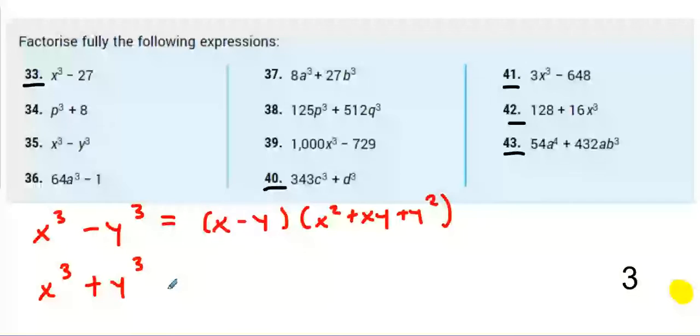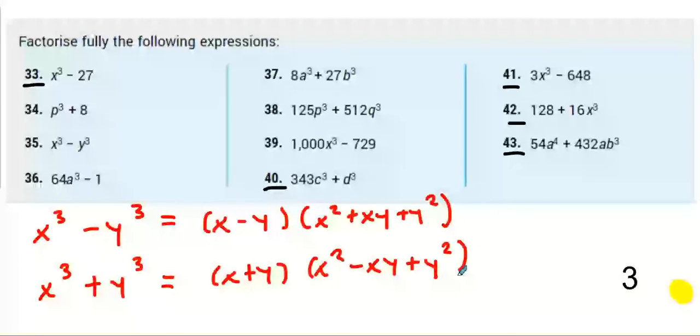And this one is x cubed plus y cubed, which is x plus y, x squared minus xy plus y squared, right? Now, if I really wanted to, I'd multiply them out and verify them in a test, but there's no need this time around. Okay. So you've asked me to do question 33, right?